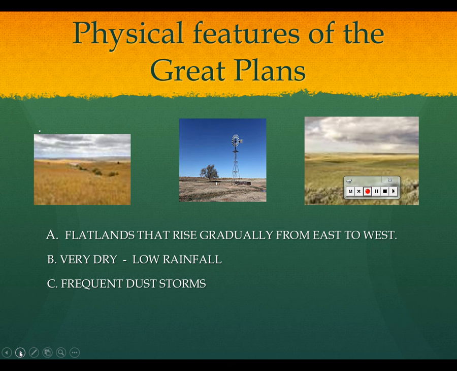Physical features of the Great Plains. Look carefully at the photos of the Great Plains. You can see that it is vast flatland that spreads for thousands of miles, with very dry soil and low rainfall. They don't receive much rain during a normal year, and due to the low rainfall, they had frequent dust storms.